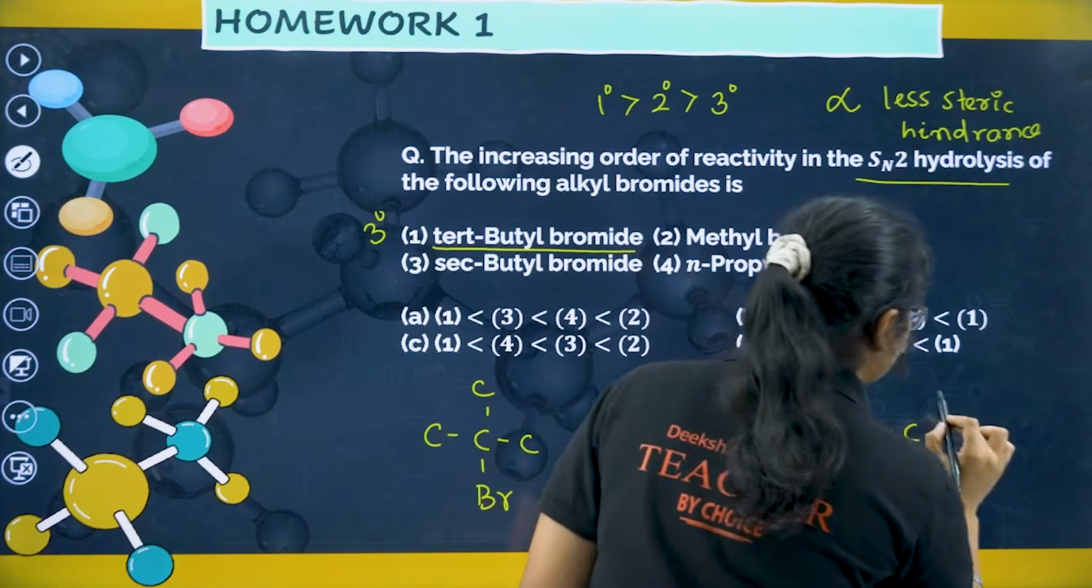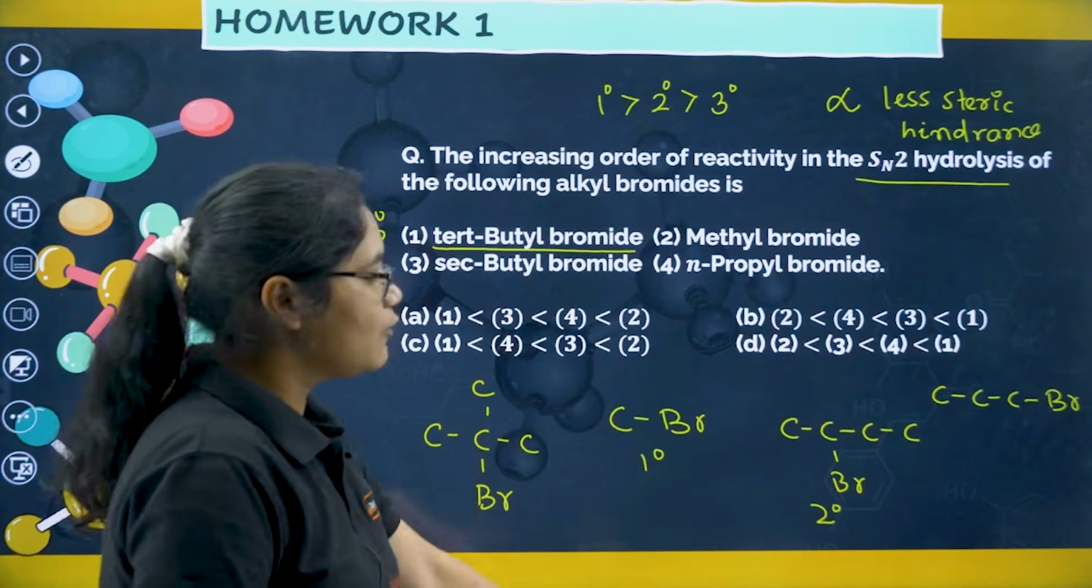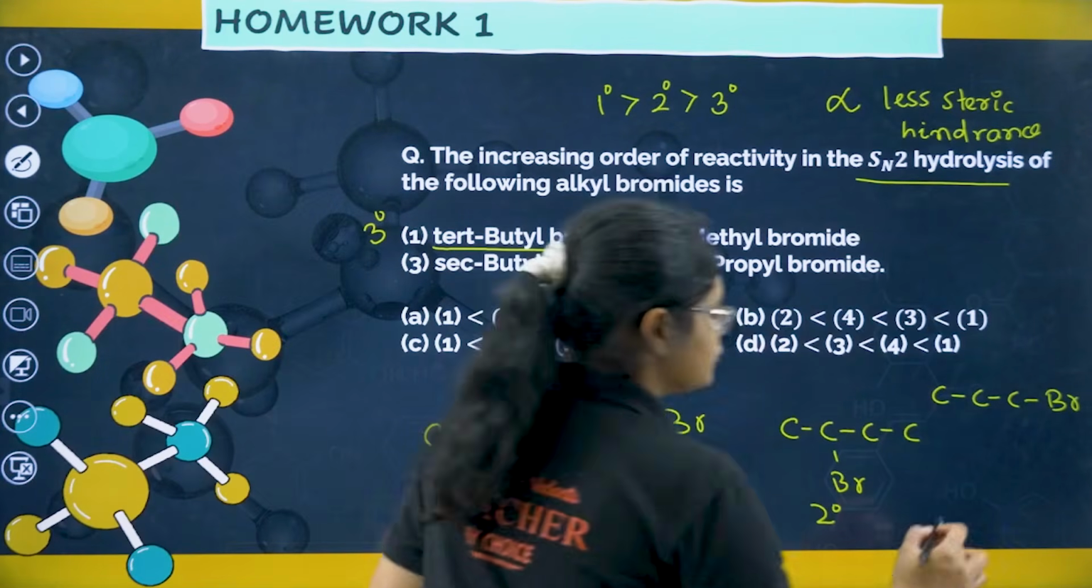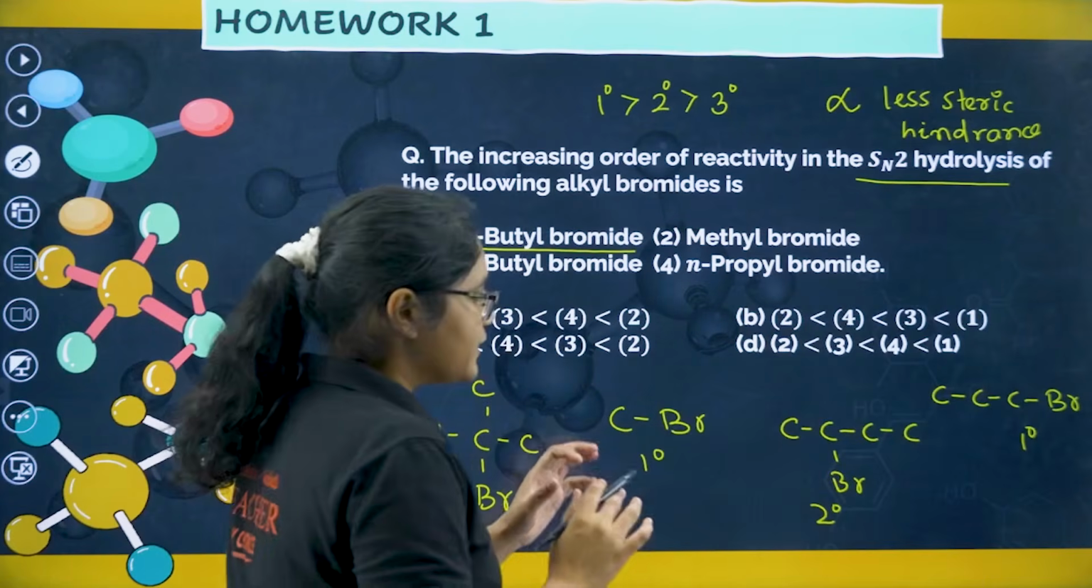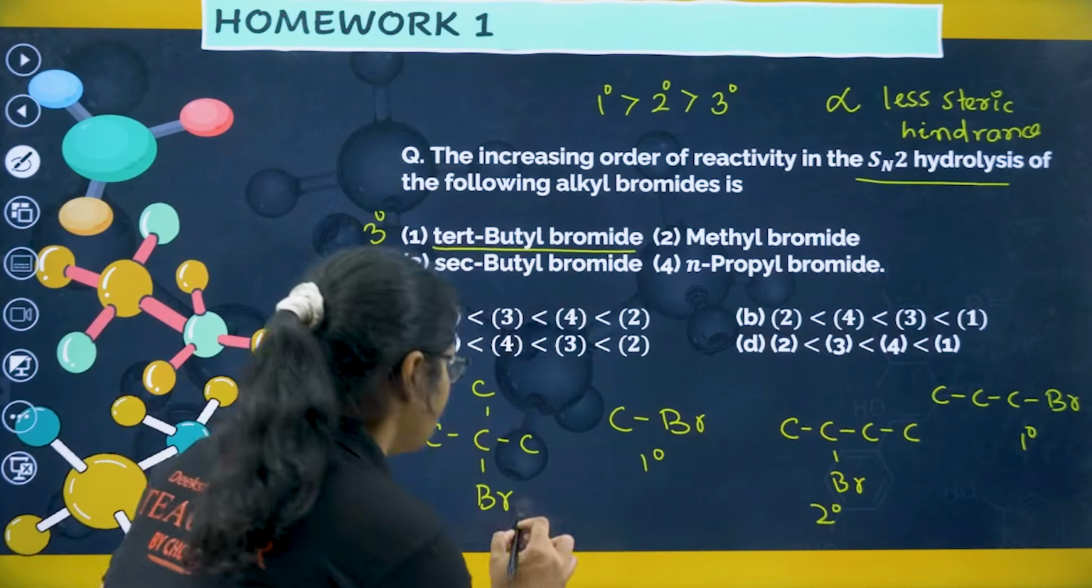Then you have N-propyl bromide. It is like this. What we can observe here is that this is also primary. Now you can see that we have 2 primaries, 1 secondary and 1 tertiary.